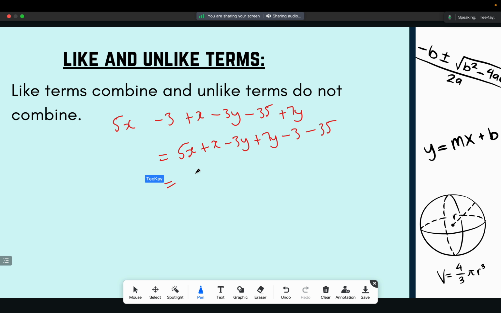So this will give us 6x, and this one will give us plus 4y, and this one will give us minus 38. So now we get to an answer. If you look, this one is easier than the one we had before. But we can even do more if you are deeper into understanding.